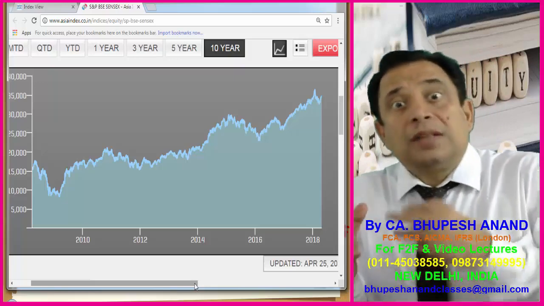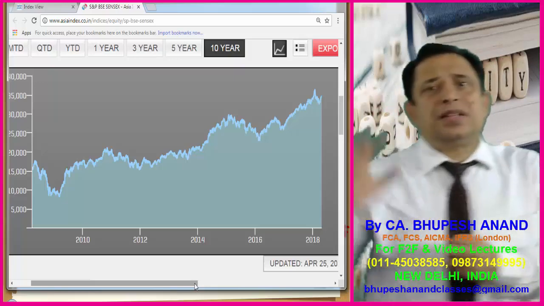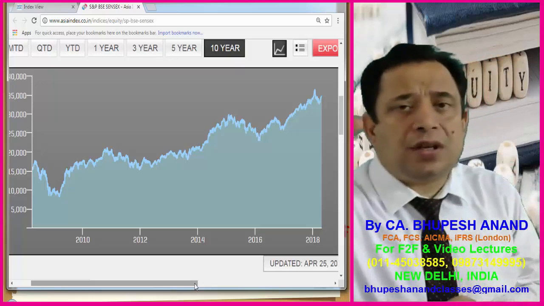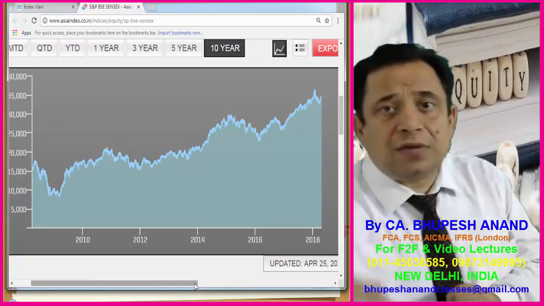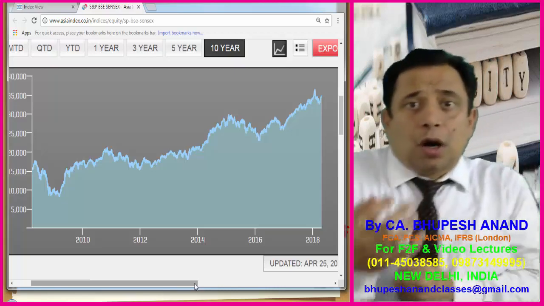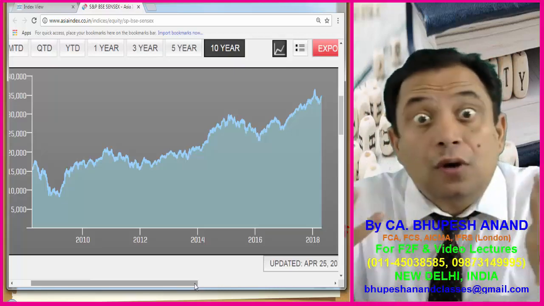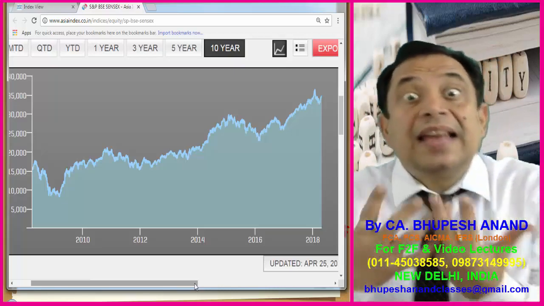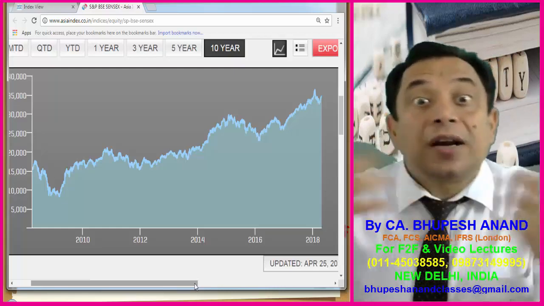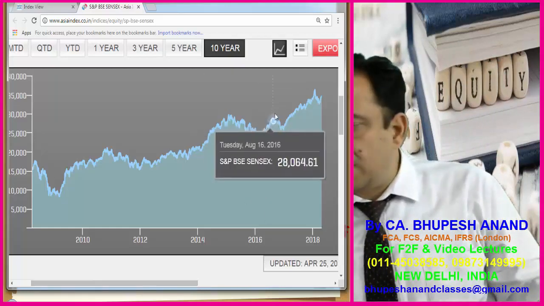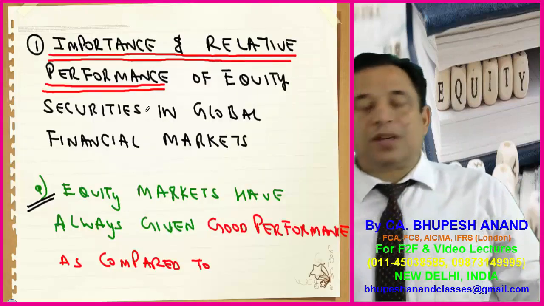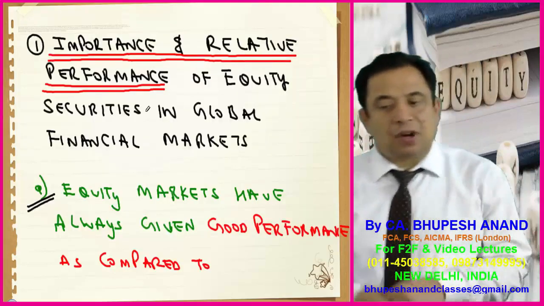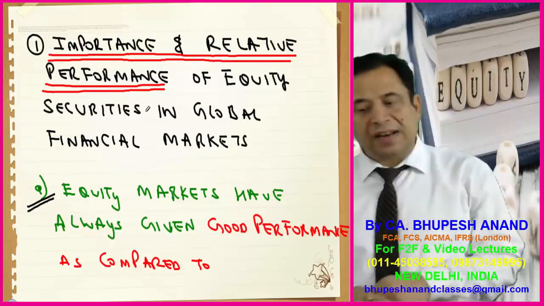So overall, the basic thought process which I want to tell you is that if an investor invests in equity securities, no doubt there is a high incidence of risk, but overall he will be richer in the longer perspective, in the long run. So this is my first point which I want to introduce to you: the importance and relative performance of equity securities in global financial markets.